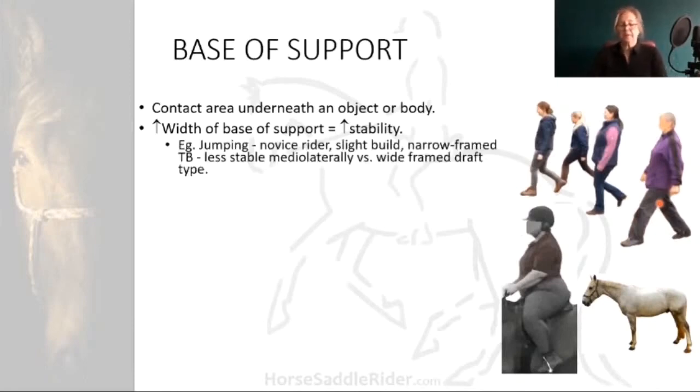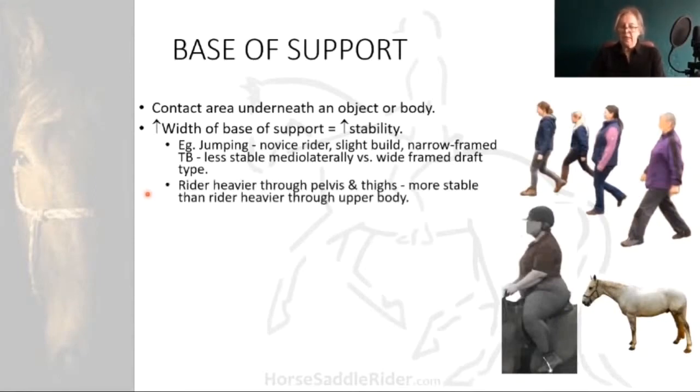And from this perspective, for example, in jumping, a novice rider with a very slight build, seated on a narrow framed thoroughbred, will be less stable mediolaterally, or side to side, versus a wide framed draft type. So a very narrow, fine horse will feel less stable than a draft horse to sit on, for example. And the rider that's heavier through the pelvis and the thighs may well be more stable than a rider that's heavier through the upper body. The closer the body is to the ground or the base of support, the more stable it will be.